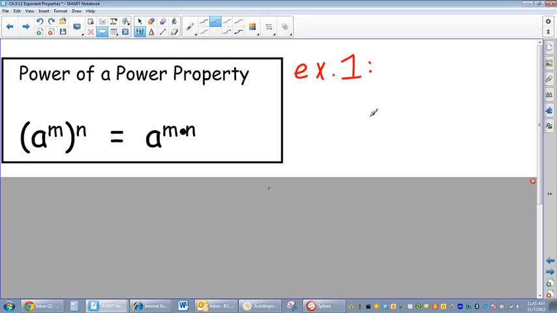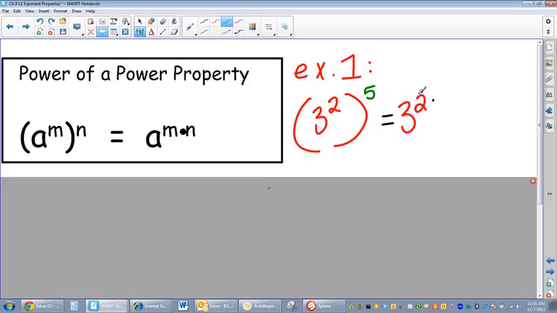So what it says is if we have something like, let's say we have 3 squared to the 5th power. So 3 squared to the 5th. What we're going to do is take 3 squared, and it's going to be 3 to the 2 times 5. So we get 3, and then what's 2 times 5? 2 times 5 is 10. So 3 to the 10th is our simplified expression.